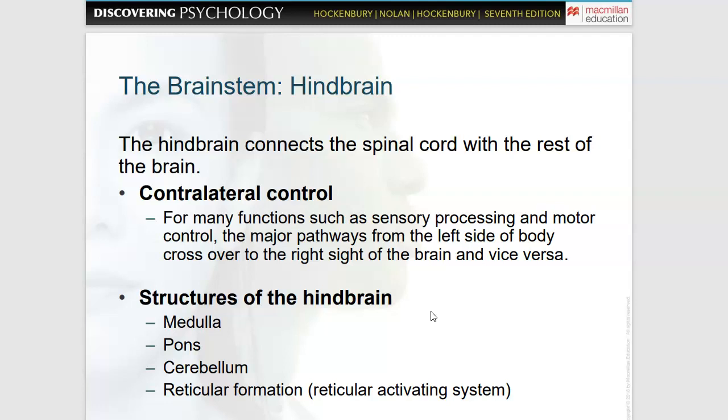The medulla is located, and we'll see a whole diagram of that on the next slide, at the base of the brain, and it's responsible for controlling breathing, heartbeat, and also circulation. The cerebellum, also of course located at the back of the brain, is responsible for muscle coordination and maintaining posture and equilibrium.